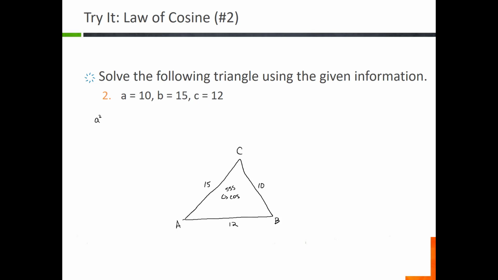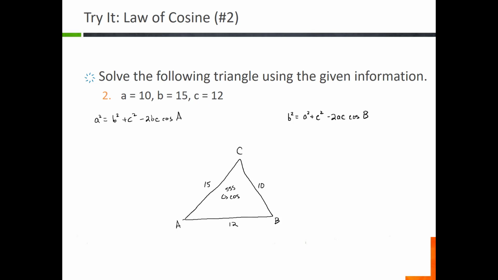So I'll just go alphabetical again. So a squared has to equal b squared plus c squared minus 2b times c, and then the cosine of angle A. So we'll go ahead and find angle A first, and then we're going to need to find angle B. Again, I'm just going to go alphabetical. So we would have b squared is equal to a squared plus c squared minus 2 times a times c times the cosine of angle B. So if we can find angle A and angle B, then we can really easily find angle C.